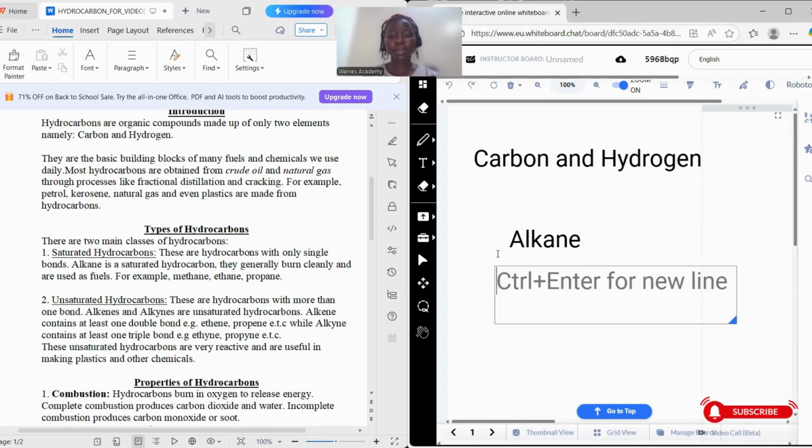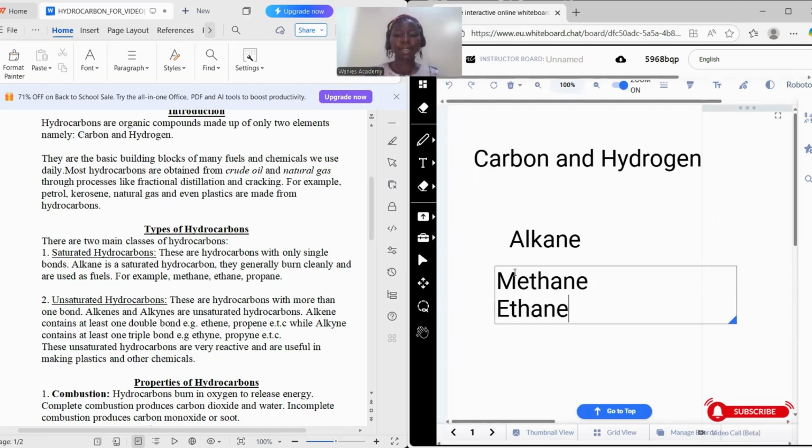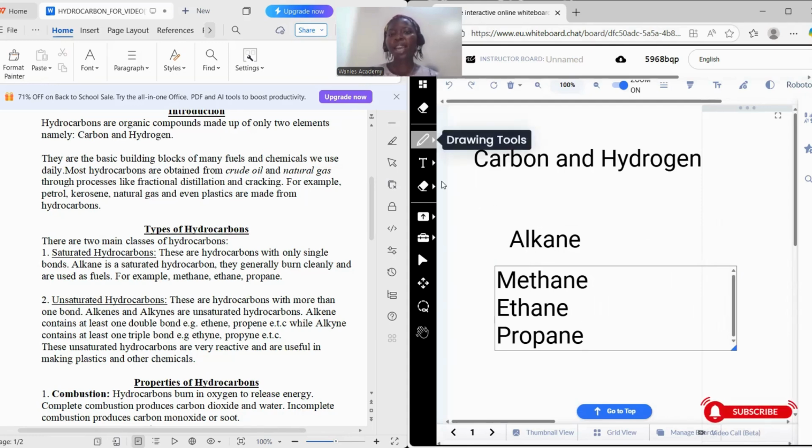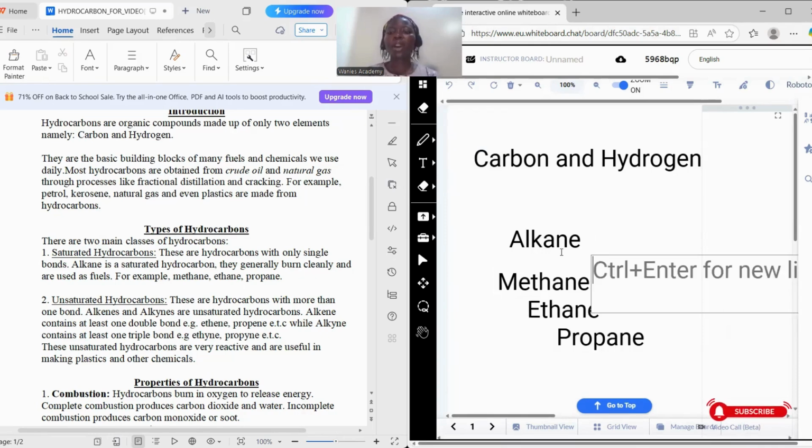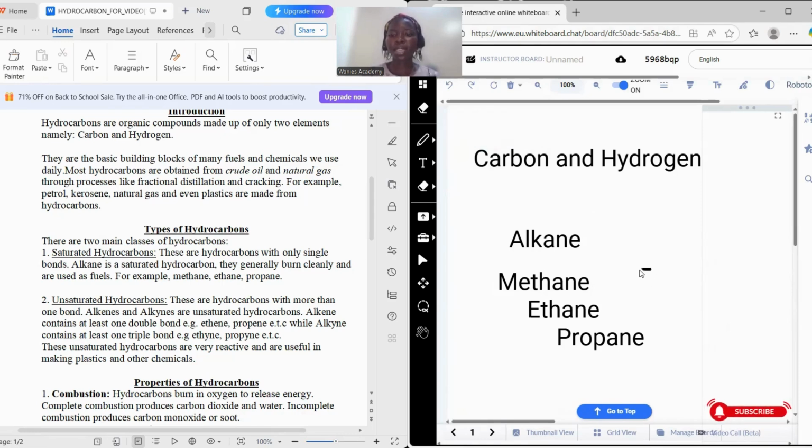We have methane, ethane, propane, and so on. So these are examples of alkane. Looking at the general formula of alkanes and the formulas of each of these, I'm going to show you why each of them has a single bond. We have methane to be CH4.